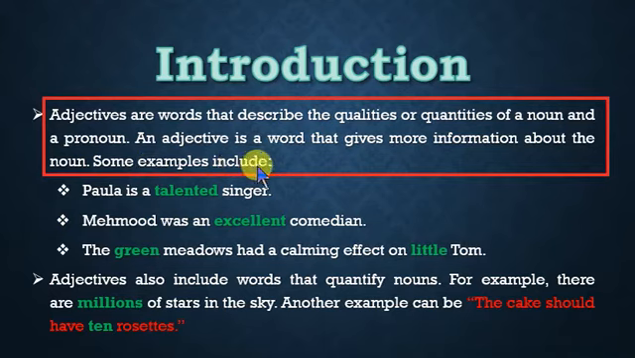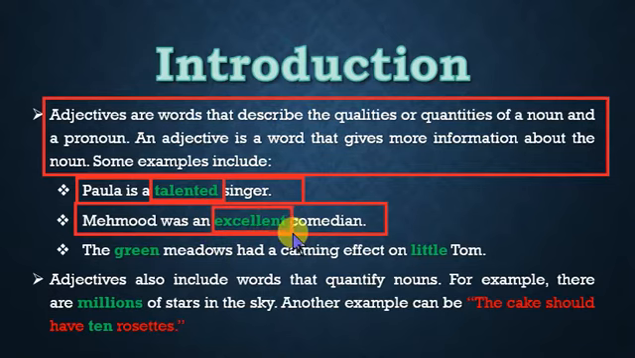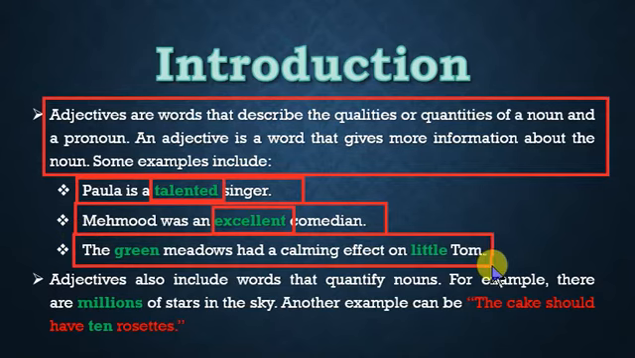Some examples include: Paula is a talented girl. Which type of girl? Paula, talented singer. Next, Mahmoud was an excellent comedian. He was a comedian, but which type of comedian? Excellent comedian. Next, the green meadows had a calming effect on little Tom. It means meadows are there, grassland are there, but which type of grassland? Green. And Tom has an effect, like little.